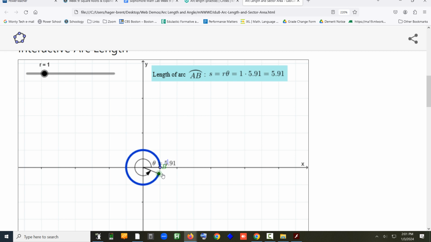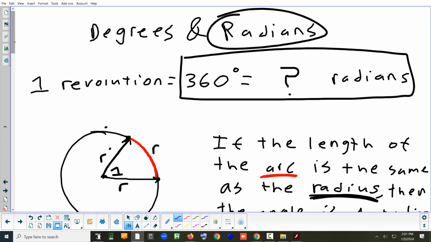I can't really show you going all the way around, because once I go exactly all the way around, it resets to 0. But that's the idea. The length of the arc that goes around the circle is 2 pi. So that's how many radians go around the circle, 2 pi. Let's write that down. So now, instead of having a question mark there, we can say that there are 2 pi radians in 360 degrees.